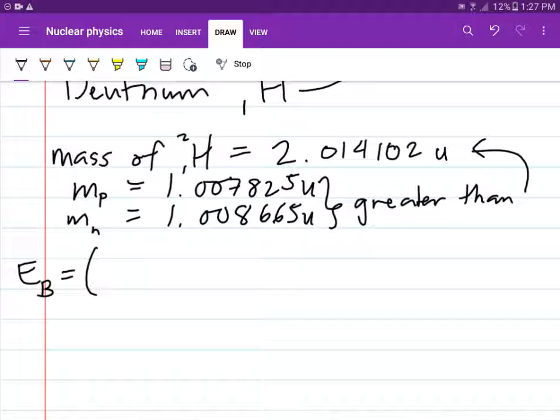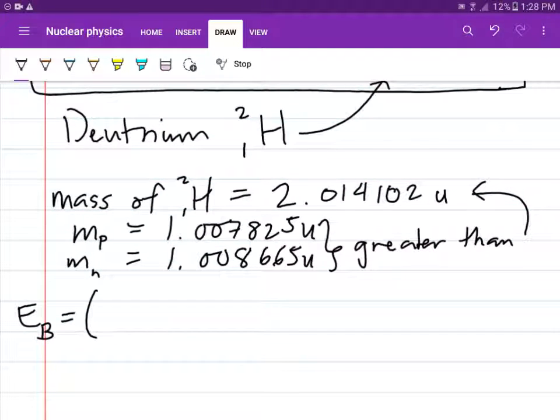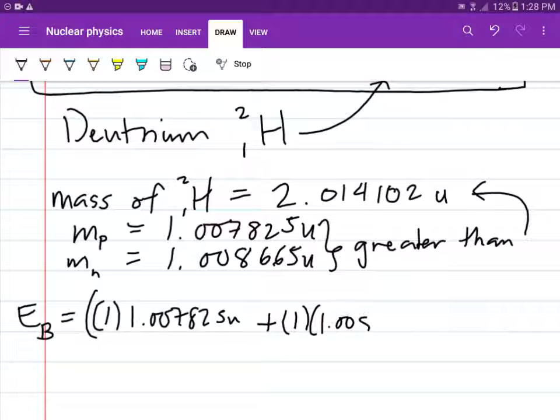So here we have the number of protons. We only have one proton, so 1 times 1.007825 U, plus we only have one neutron, 1 times 1.008665 U, and then we subtract the actual mass of the deuterium nucleus, which is 2.014102 atomic mass units, and then multiply all the terms by c squared.